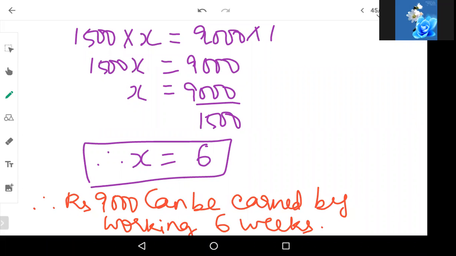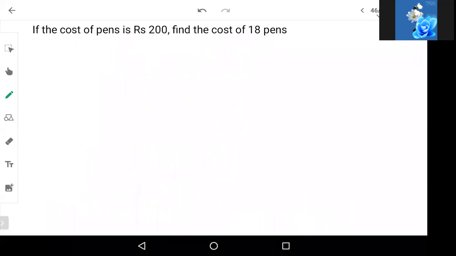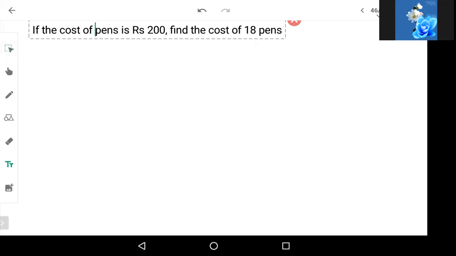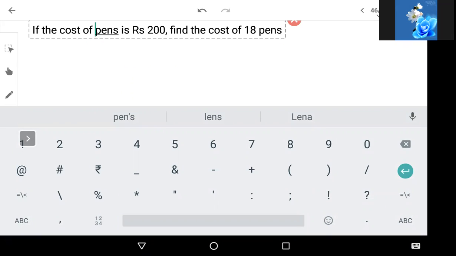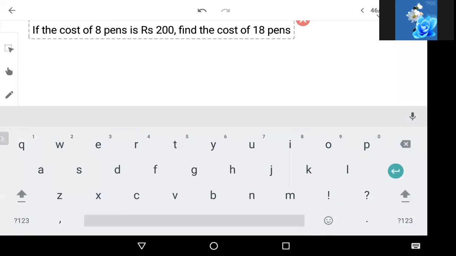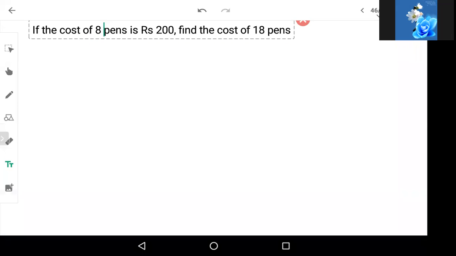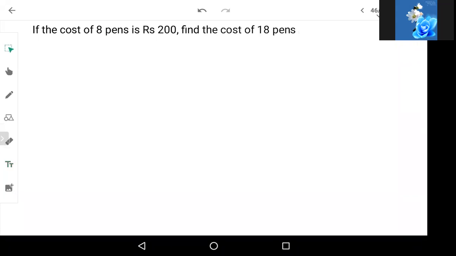Okay. Now let us go to the next question. If the cost of 8 pens is rupees 200, find the cost of 18 pens. Can you try this problem?